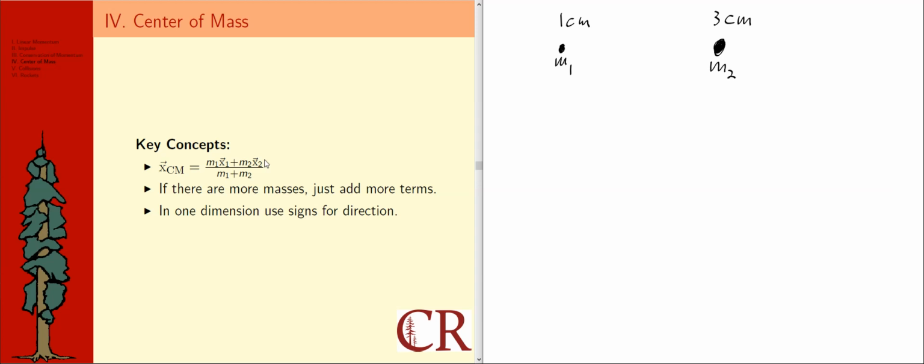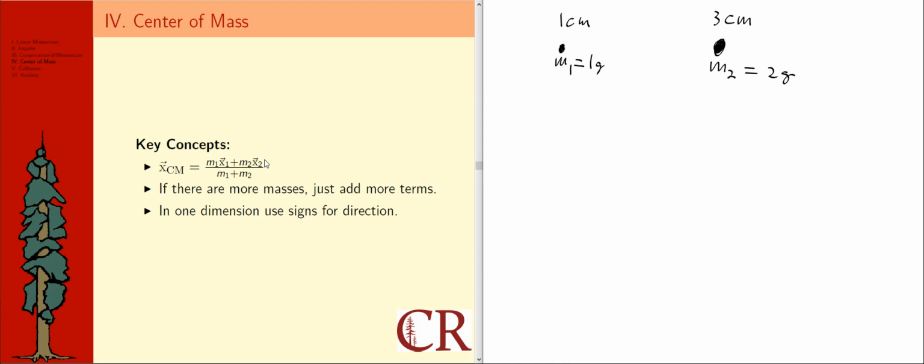But let's say that for some reason this one had a mass of 1 gram, and this one had a mass of, I'm trying to decide what might be a good number here, 2 grams. That would make the average position, or the average location in space where this mass is distributed, closer to this one, because there's more mass here than there is here. So I should weight the average by that amount.